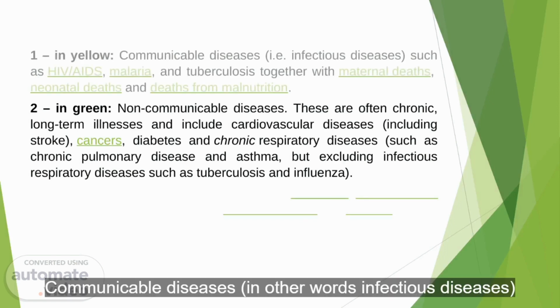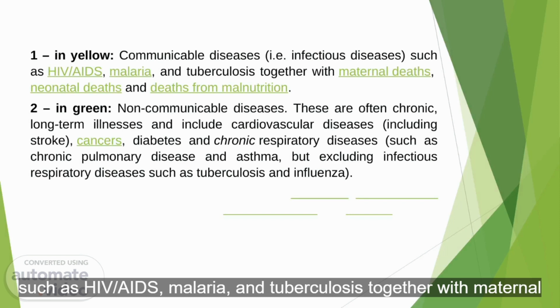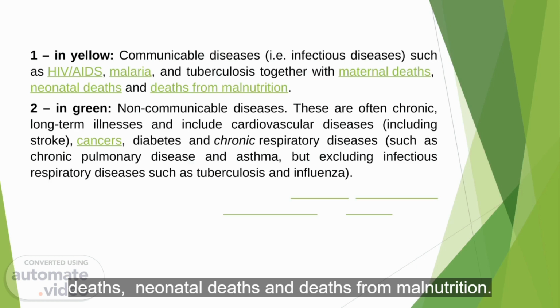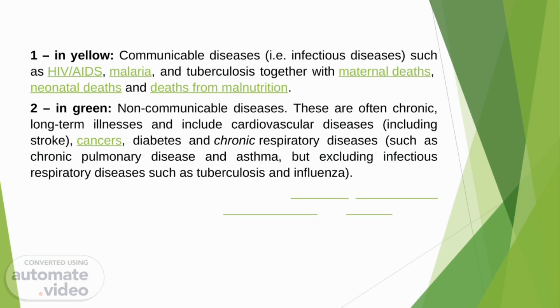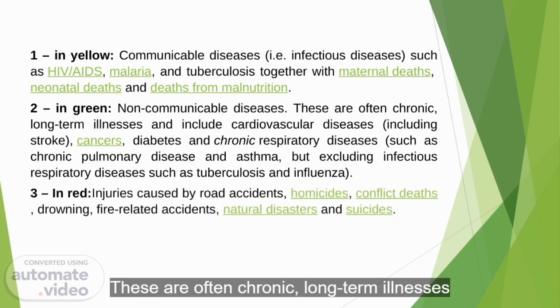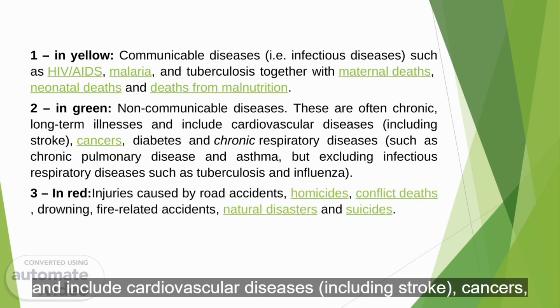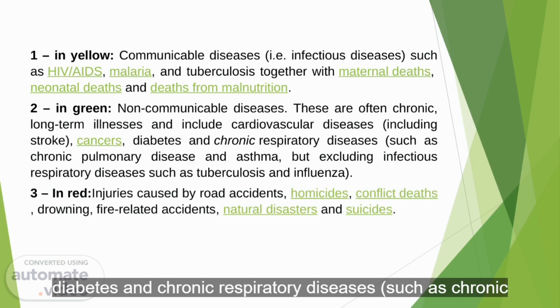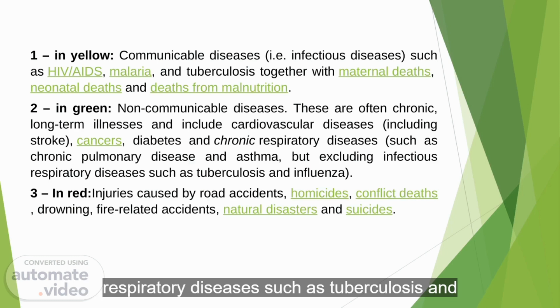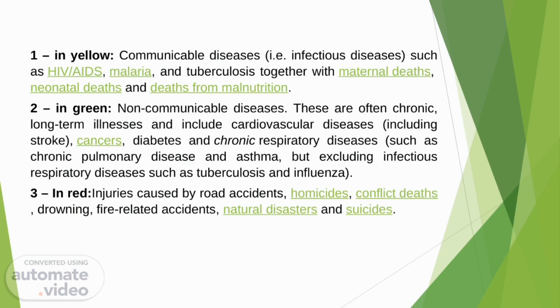One in yellow. Communicable diseases, in other words infectious diseases, such as HIV, AIDS, malaria, and tuberculosis together with maternal deaths, neonatal deaths and deaths from malnutrition. 2 in green. Non-communicable diseases. These are often chronic, long-term illnesses and include cardiovascular diseases, including stroke, cancers, diabetes and chronic respiratory diseases, such as chronic pulmonary disease and asthma, but excluding infectious respiratory diseases such as tuberculosis and influenza.